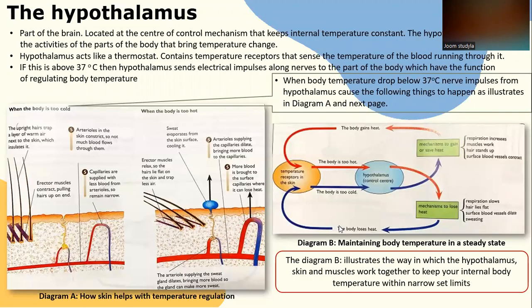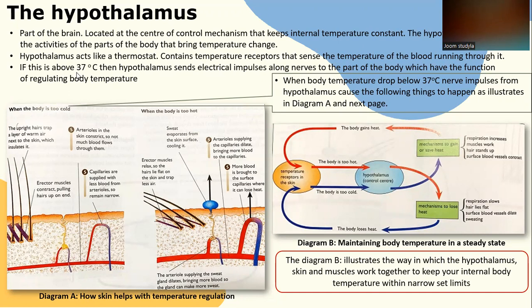The hypothalamus. Where is the hypothalamus located? The hypothalamus is located in the brain. It is part of the brain located at the center of the control mechanism that keeps internal temperature constant. The hypothalamus coordinates the activity of the parts of the body that bring about temperature change. The hypothalamus acts like a thermostat, containing temperature receptors that sense the temperature of the blood running through it.